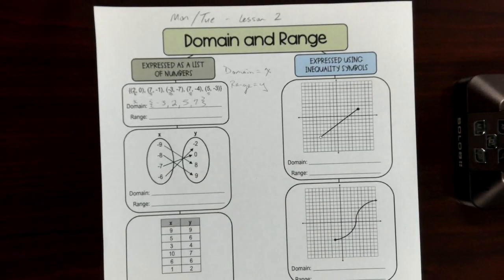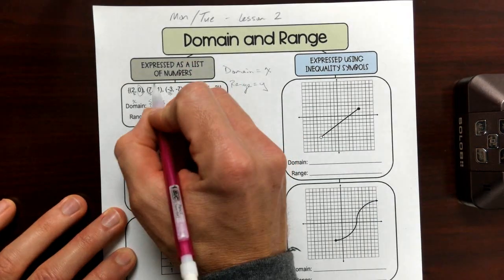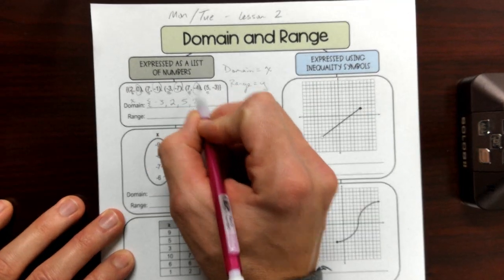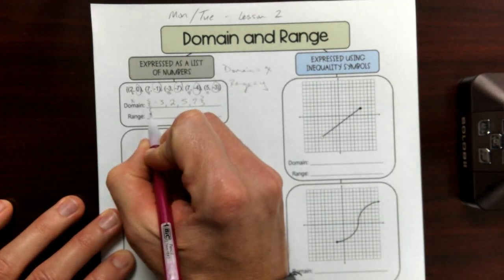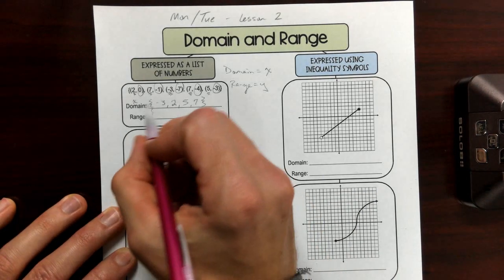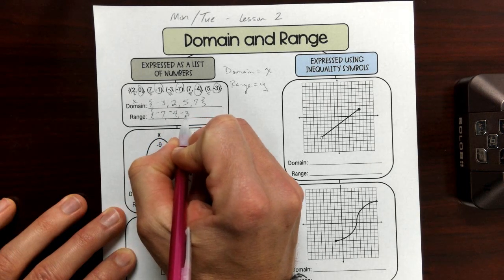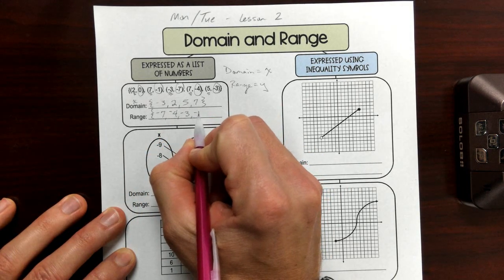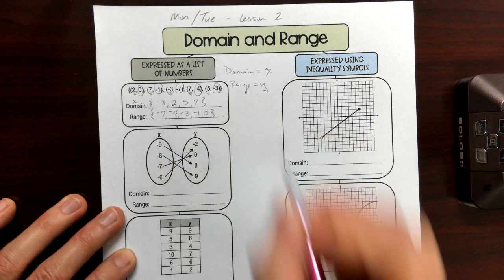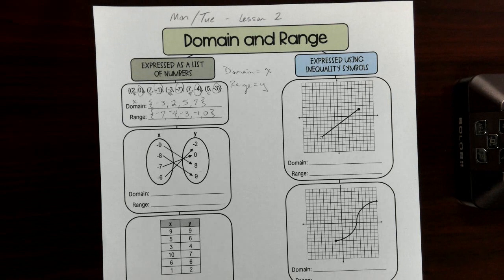I'm going to do the same thing for my range. My range is my y value. So now I'm looking at 0, -1, -7, -4, and -3. Again, open up your range with a brace, and I'm going to write them in ascending order: -7, -4, -3, -1, and 0. So there's your domain and range.